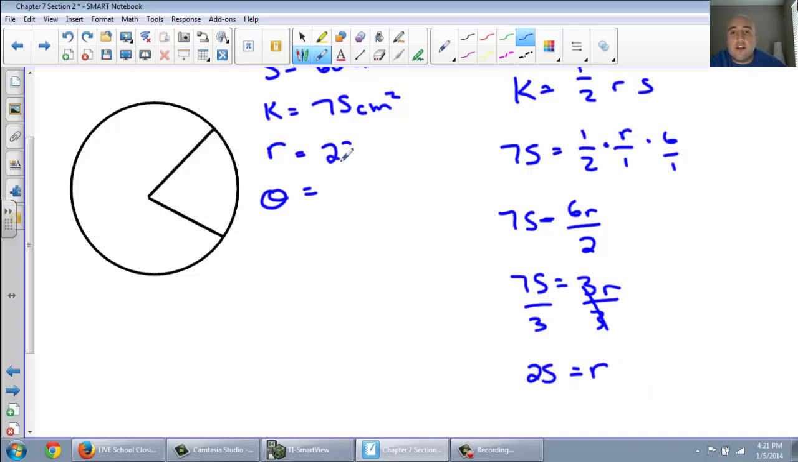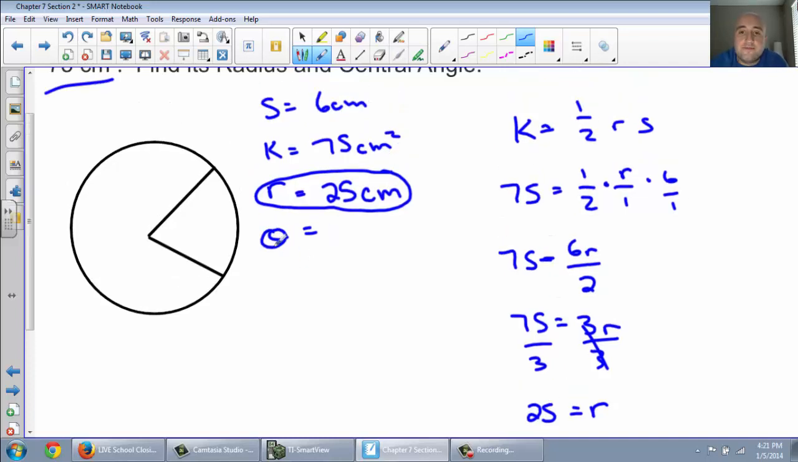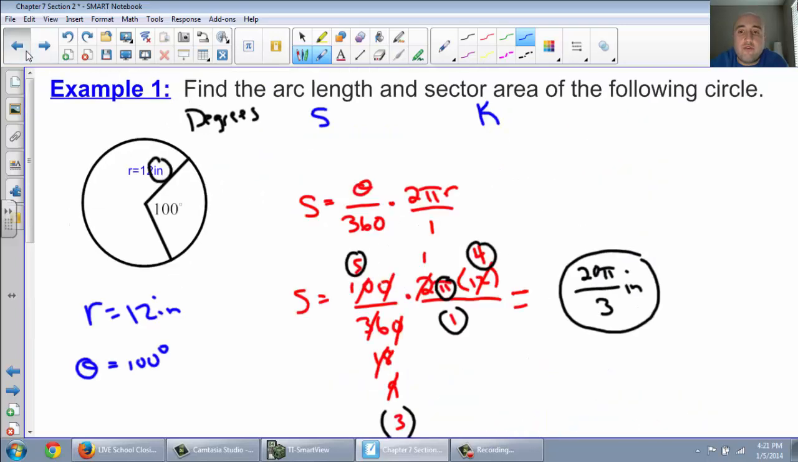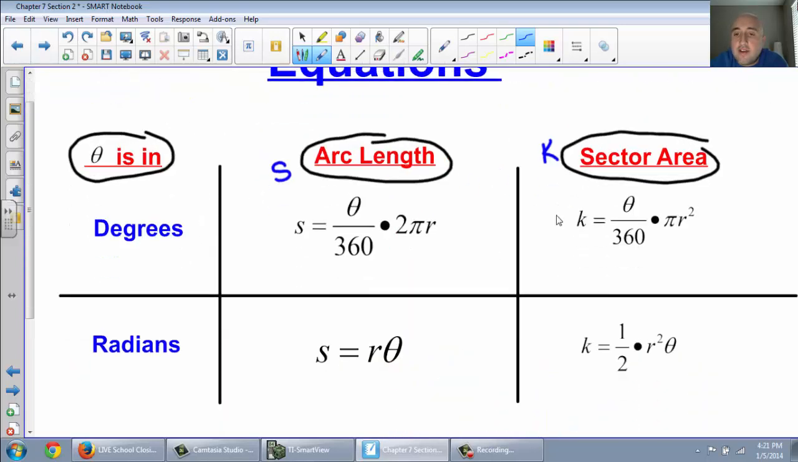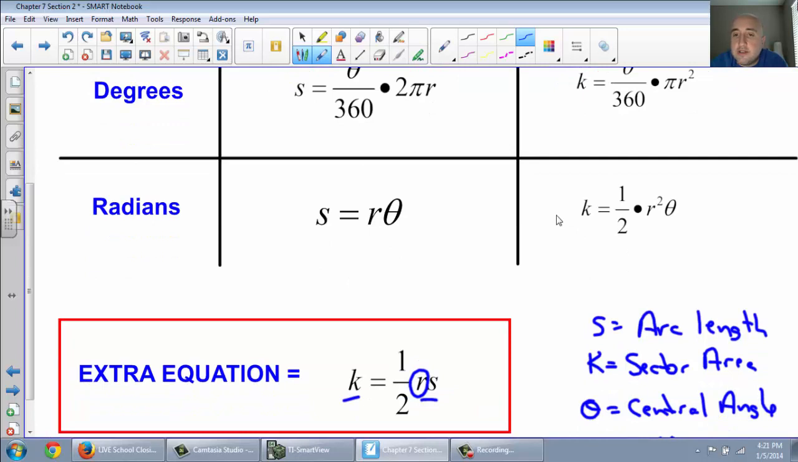So remember, what's our unit for radius? If this says centimeters squared, then our radius would just be centimeters. Okay, so there is our one answer that we need. Now we need theta. But we have S, we have K, we have R. So if we go back to our formulas, if we already know S, K, and R, and we need theta, let's look at these equations and notice this equation right here. We know S and we know R. We should be able to figure out theta pretty easily. So we're going to do S equals R theta.